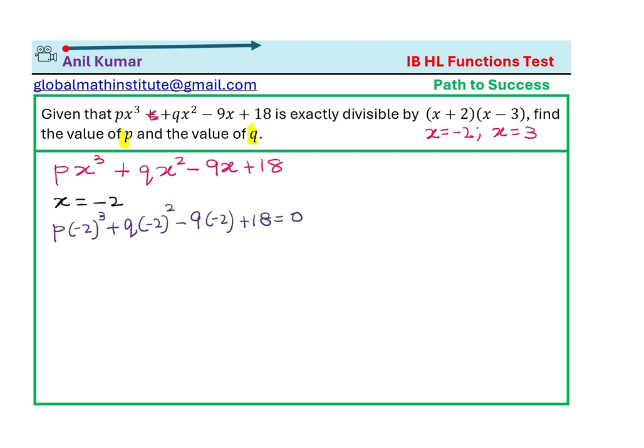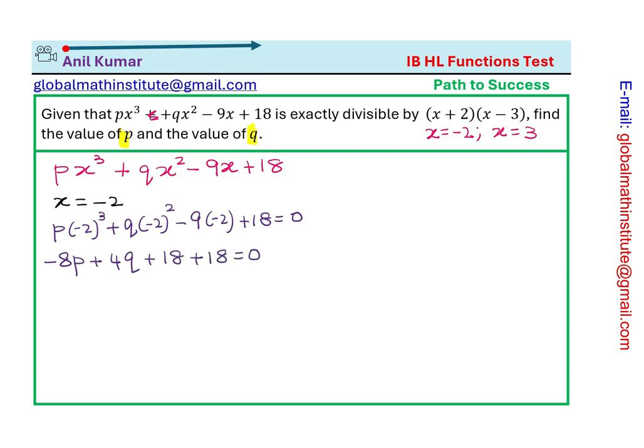Since x plus 2 is a factor of this equation, makes sense. Minus 2 cubed is minus 8, right? So we get minus 8p, minus 2 squared is 4, 4q. And here minus minus becomes plus, so we get plus 18 equals to 0. Now, we can actually write one term in terms of the other. So let's do it. So we can write 4q equals to, taking this on the right side, we get 8p. And 18 and 18 is 36, so I'm writing minus 36.